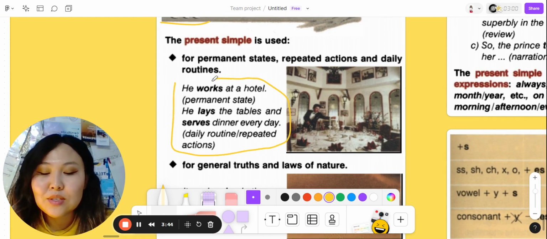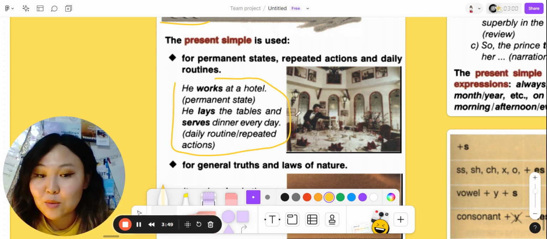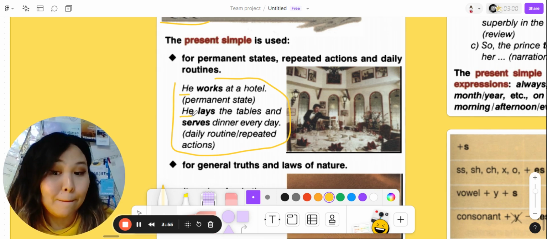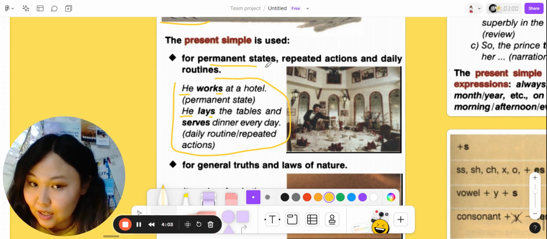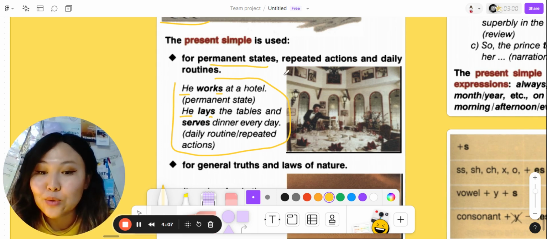The example sounds as he works at a hotel. He lays the tables and serves dinner every day. Firstly, we can see that we are talking about him. That's why everywhere we have s endings of the verbs. And this is about some permanent states and repeated actions, also about daily routines.